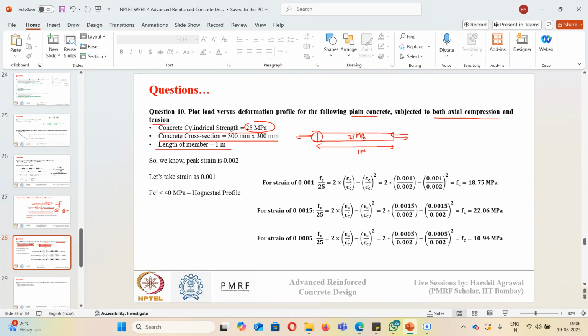So these are the points up till peak stress. At strain equal to 0.002, we know stress is 25 MPa. At 0.0005, it is 10.94 MPa. At 0.0015, it is 22.06, and at 0.001 strain, it is 18.75.